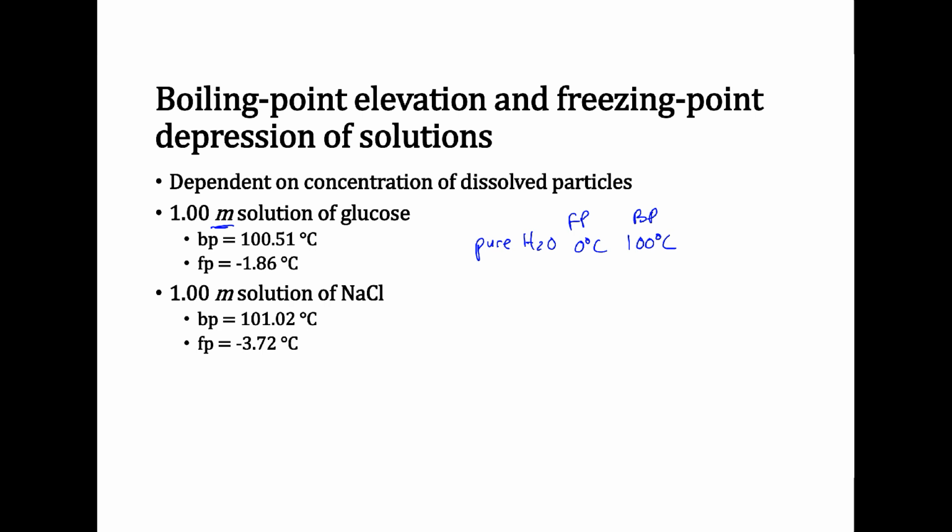But then if we turn around and look at a 1 molal solution of sodium chloride, the boiling point is enhanced further. It's in fact double that of the glucose. And then the freezing point change is double that of the glucose. So it's decreased further. So why are the changes further enhanced? Well, let me show you the equations that we're going to use.